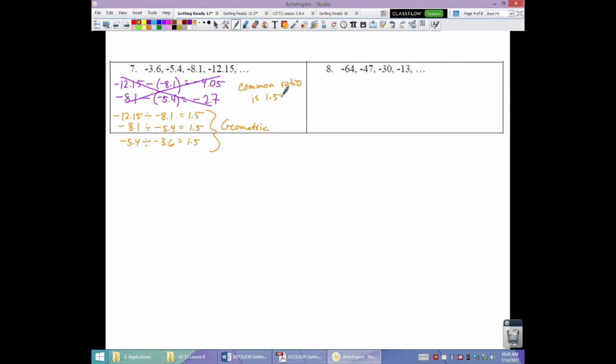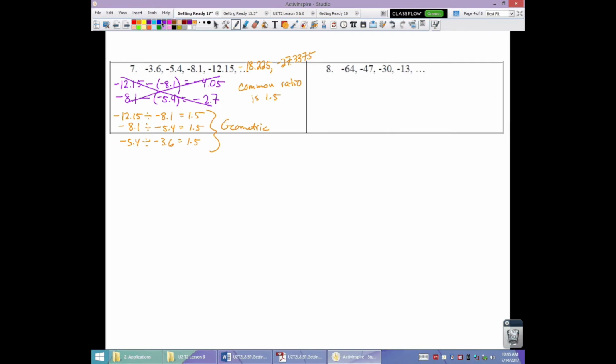So if we were to continue this, negative 12.15 times 1.5 becomes negative 18.225. And one more time, take that value times 1.5. We have negative 27.3375.